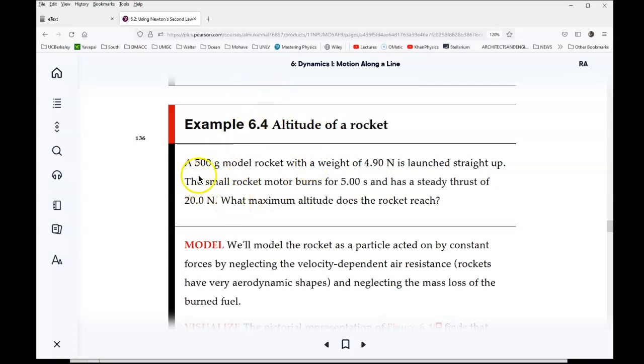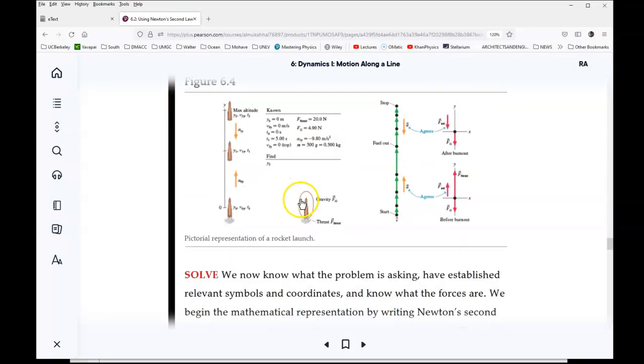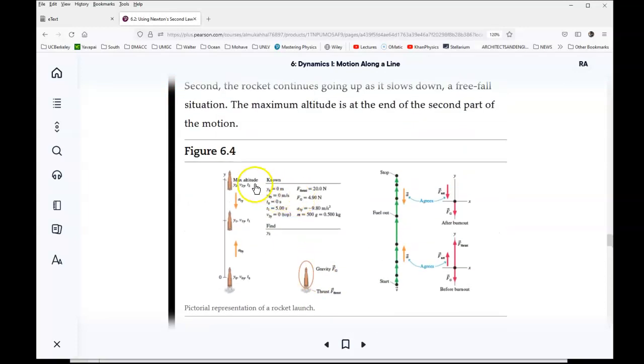It says a 500-gram model rocket with a weight of 4.9 Newton is launched straight up. The small rocket motor burns for 5 seconds and has a steady thrust of 20 Newton. Basically, the thrust means it is a force that is pushing the rocket upward, right? What maximum altitude does the rocket reach? All right, and I think there is a picture of it. We don't have a picture. This is just part of the solution.